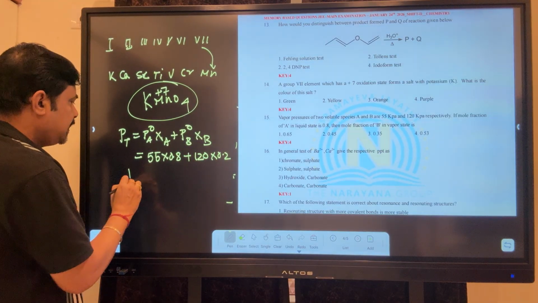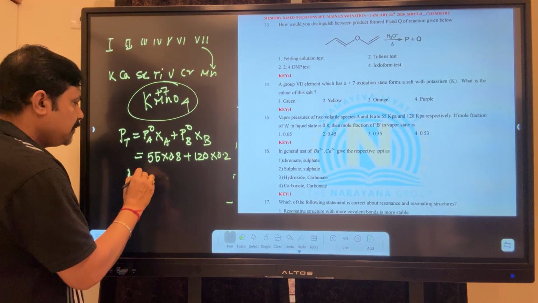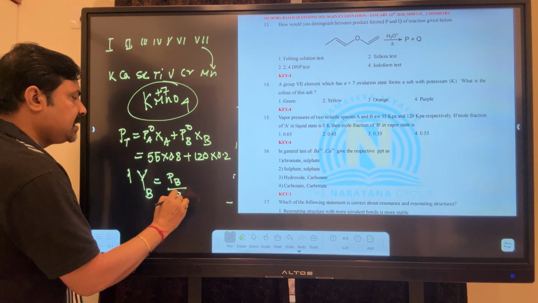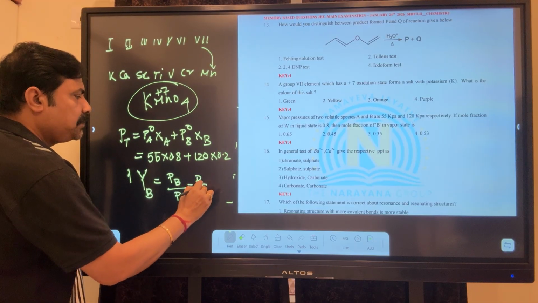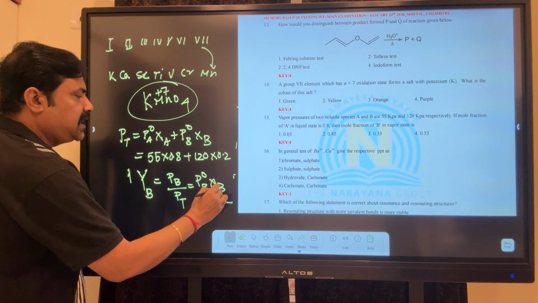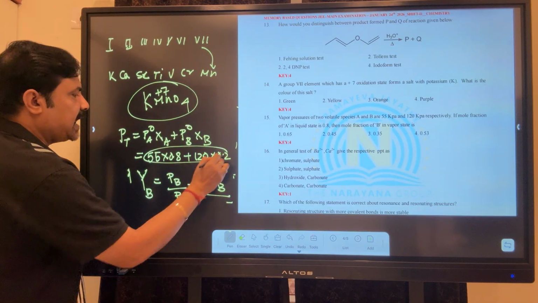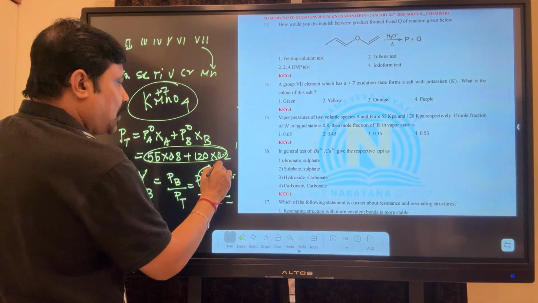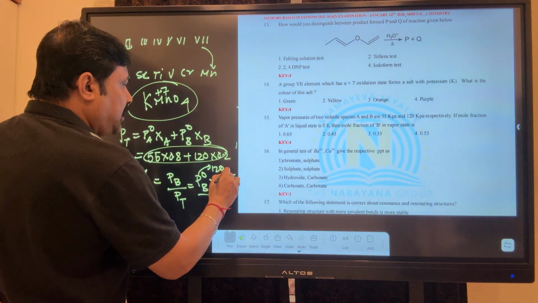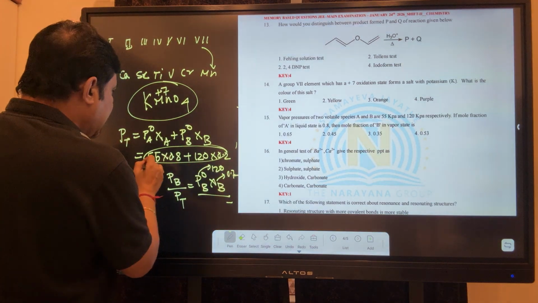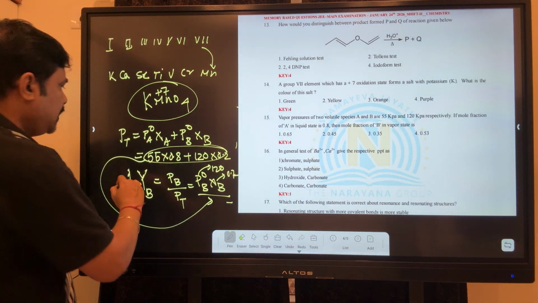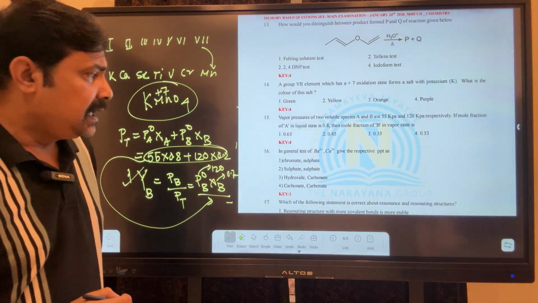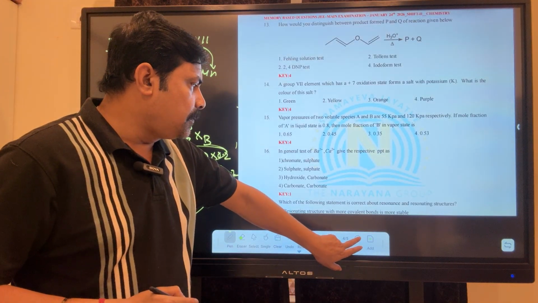You will get PT. Then they are asking for the vapor phase mole fraction of B, which will be nothing but PB by PT. Okay? PB equals PB naught into the mole fraction of B in the liquid state, and PT you have already calculated. PB naught is 120, the liquid mole fraction is 0.2, and you keep the PT value over here, then you will get the mole fraction of B in the vapor state. Point is clear? Let's go for the next level of questions.